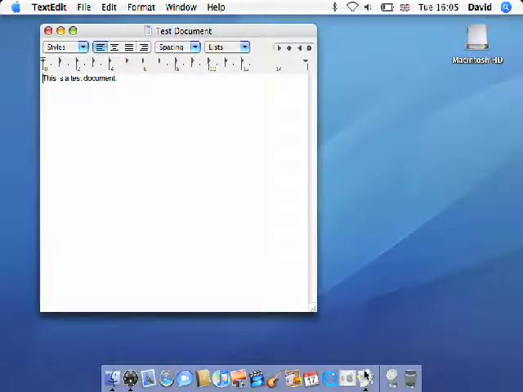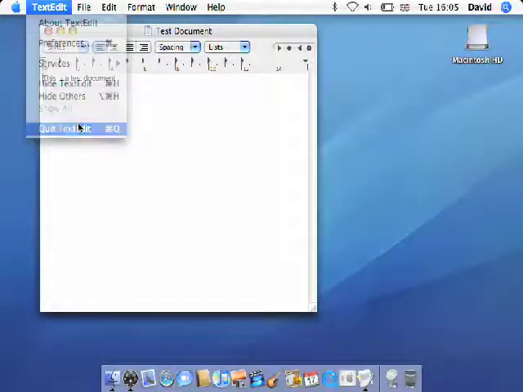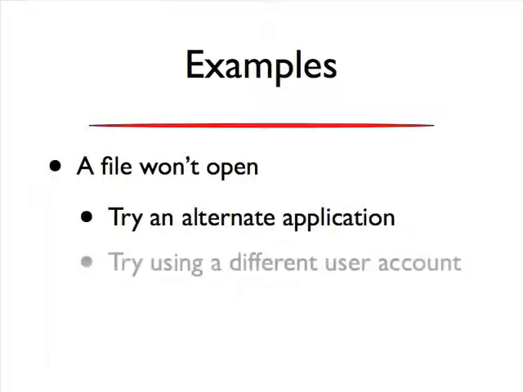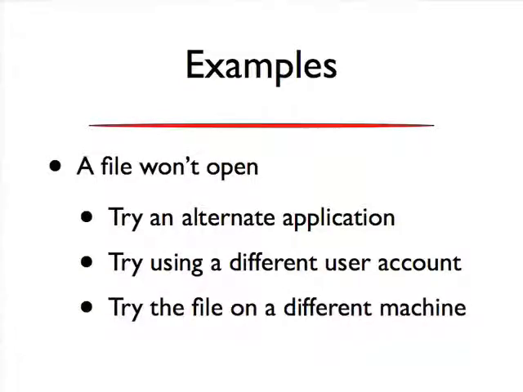The other alternative way to achieve this is just to grab the document icon and drop it onto the application icon in the dock. So if we look at this and other possible solutions to this problem, we've obviously got, as we've said, try an alternate application. You can also try using a different user account. The advantage of trying this is that any preference files in your current home folder will not be used in the new user account. Or if you have the option, do try the file on a different machine. This will tell you whether it's the file or your machine that's causing the problem.